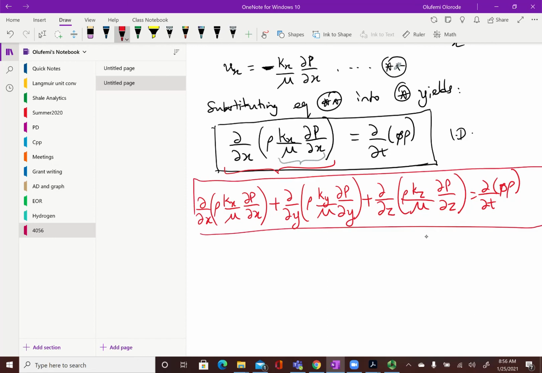And this is the building block for reservoir simulation. This is the basics for reservoir simulation. We solve this problem in 3D. We're able to predict flow in 3D. And I'm going to stop here for now.